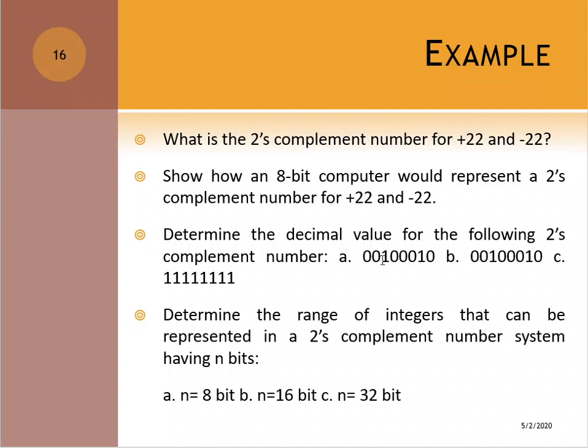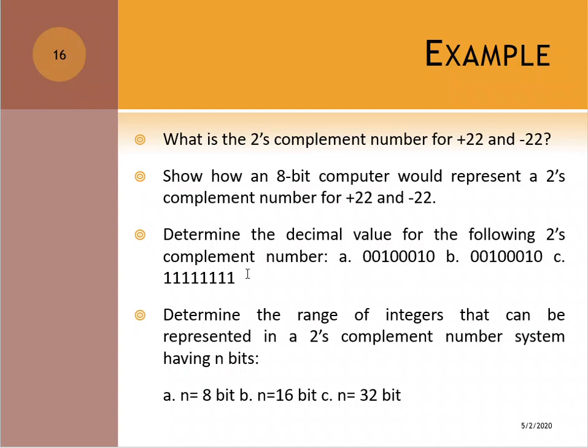So A is 001000010. You just use your calculator and convert, doing the binary conversion from binary to decimal to get the decimal value. So this will be 34. If I calculate mentally, this one is 2 to the power of 5, 32, and this one is 2 to the power of 1, so 32 plus 2 is 34. Since the number starts with 0, the answer for A is positive 34.